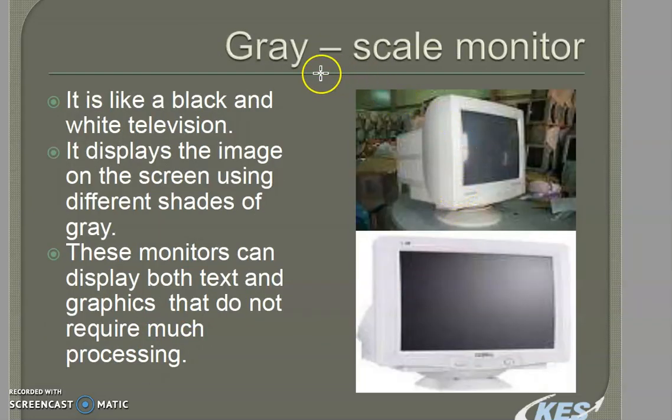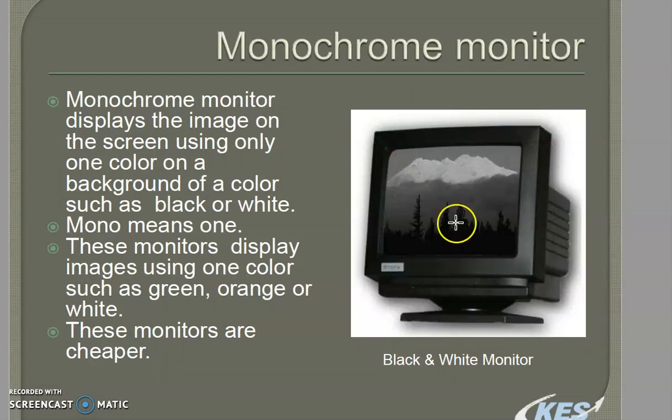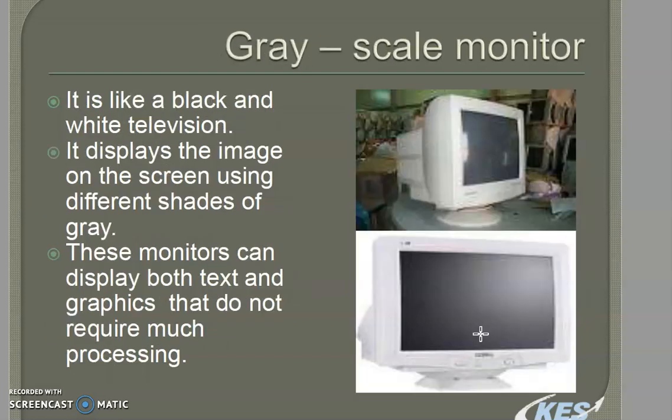Now the second monitor type is the grayscale monitor. Here shades of black and white are given, so different shades of gray will be shown on the output screen. The difference is that the monochrome monitor only displays information in black and white, but if you want shades between black and white, then it is possible with the help of this grayscale monitor.